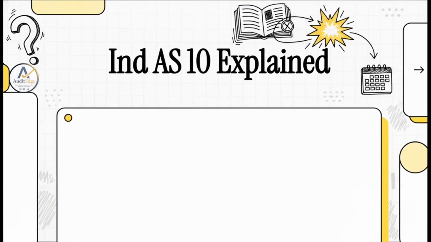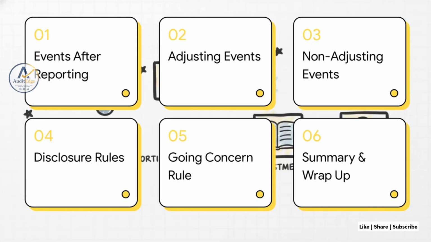What happens when something big occurs after you close your books? That is exactly what IND AS 10 addresses. Welcome to this masterclass, friends. Today we have a clear path ahead. We will cover events after the reporting period. We will look at adjusting and non-adjusting events. Then we will explore disclosure rules and the going concern rule.